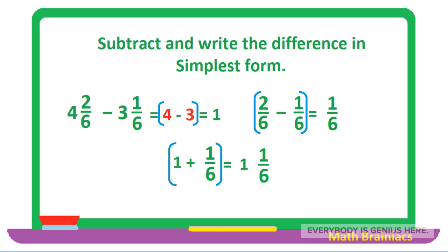After working on the whole number and the fraction, we can now add the difference. Therefore, 1 plus 1 over 6 will give us 1 and 1 over 6. It is easy, right?